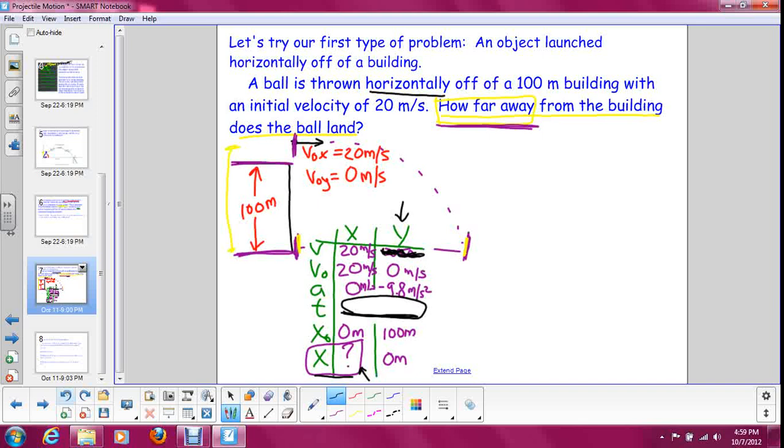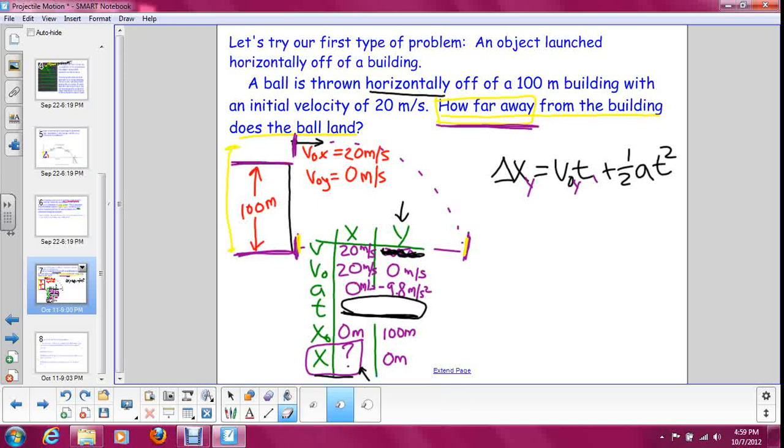And that's pretty easy. We use this one a lot. It's the very first equation. Change in position is equal to initial velocity times time plus 1/2 acceleration times time squared. And now we need to plug numbers in. But remember, all of these are numbers for the y direction only. So change in position in the y equals initial velocity in the y times time, which is the same as time in the x, so we don't need to label that one, plus 1/2 acceleration in the y times time squared.